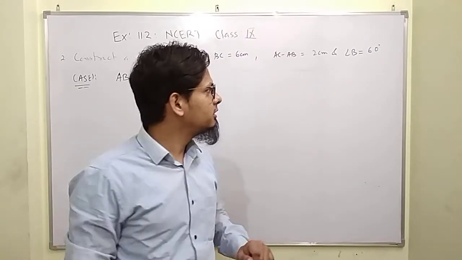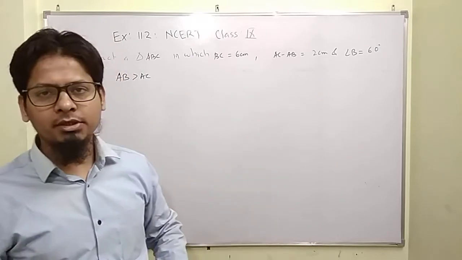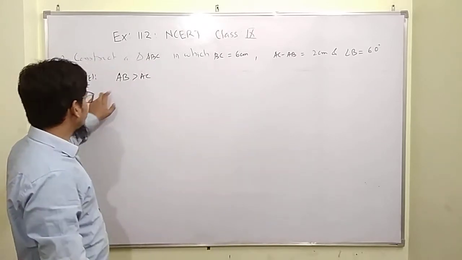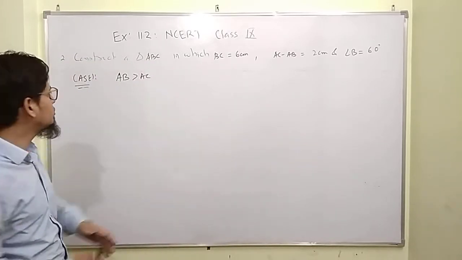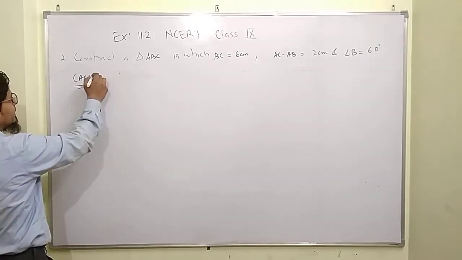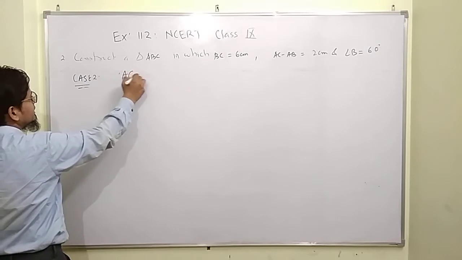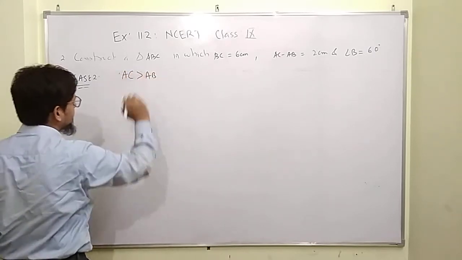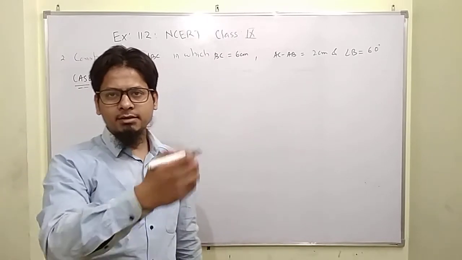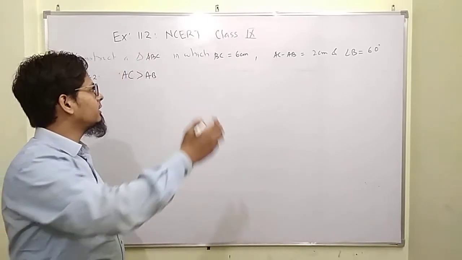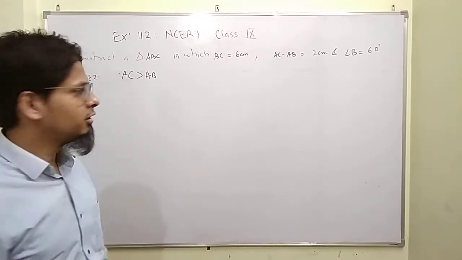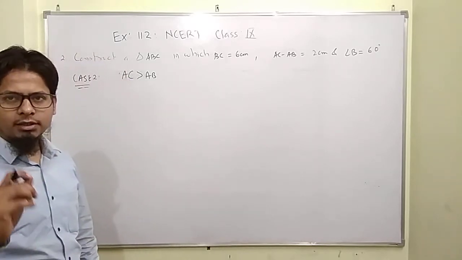The main thing is that AC minus AB is 2 centimeter, which represents that AC is more than AB. In case 1, we took AB more than AC, and in this second case, AC is more than AB, the reverse one. So what is the way to draw this figure according to this information? Here AC is more than AB, as given in the question. There is one little change in this construction.